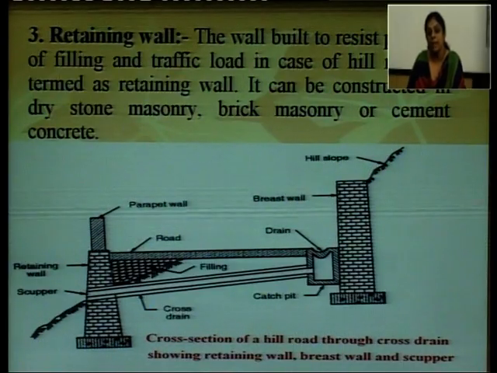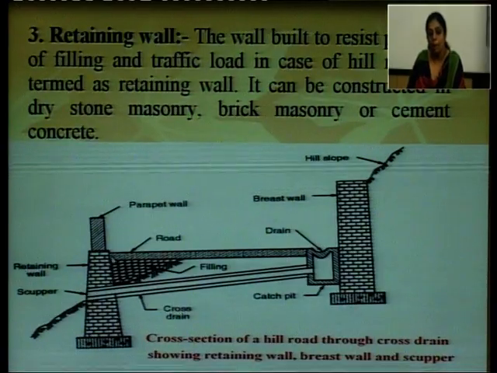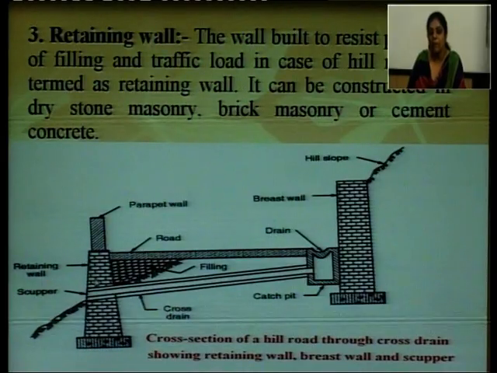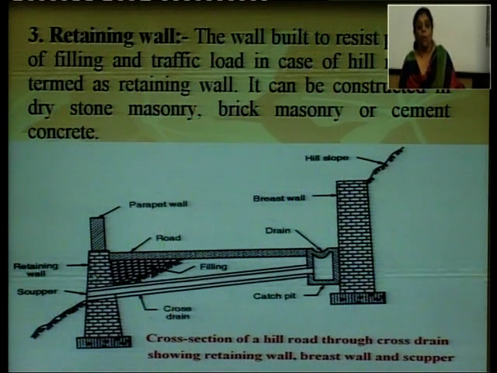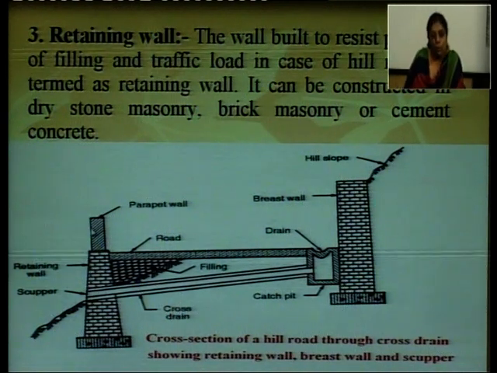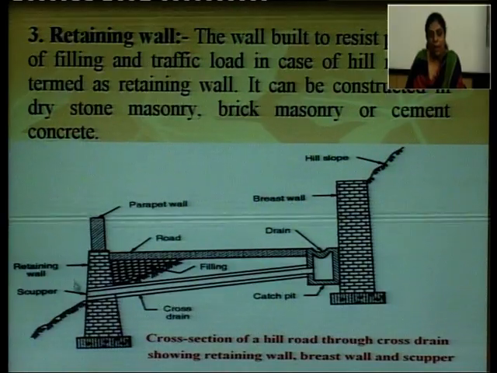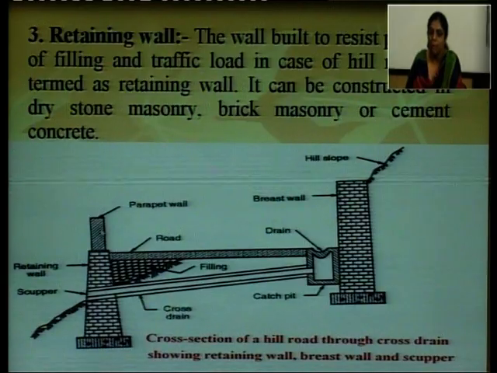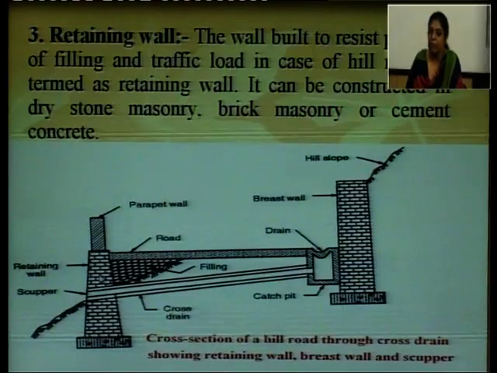It retains back the filling part, this part, the filling part of the road. So, that is why it is called a retaining wall. To stop the traffic from rolling down this slope, this parapet wall is built. This is the parapet wall. So, now we were talking about the retaining wall.